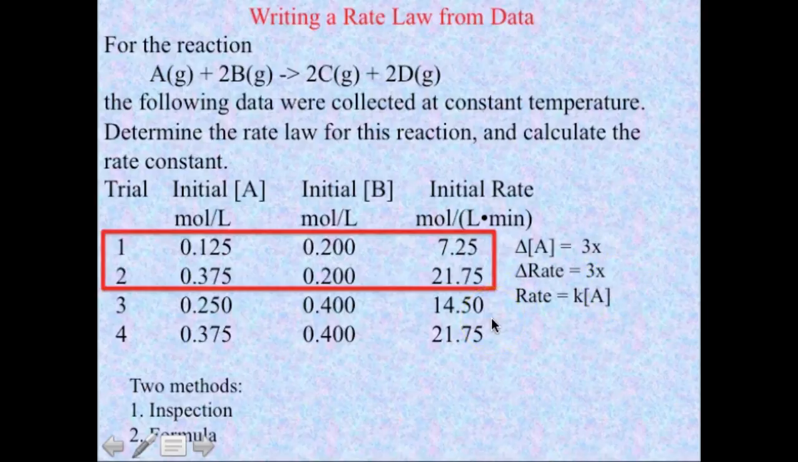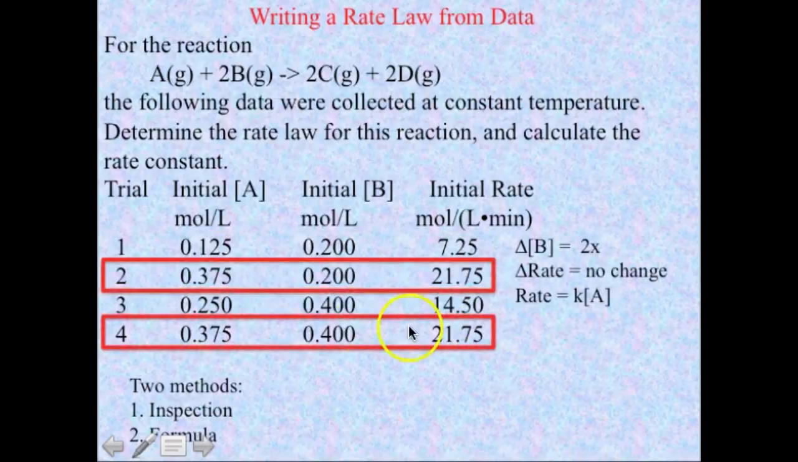Now what we're going to do is look for 2 trials in which A is held constant, but B changes. And between trials 2 and 4, B is 0.2, and in the 4th trial, B is 0.4, while A is being held constant. And the rate stays the same, 21.75 in each. Therefore, B does not appear in the rate law. So that's the method by inspection.